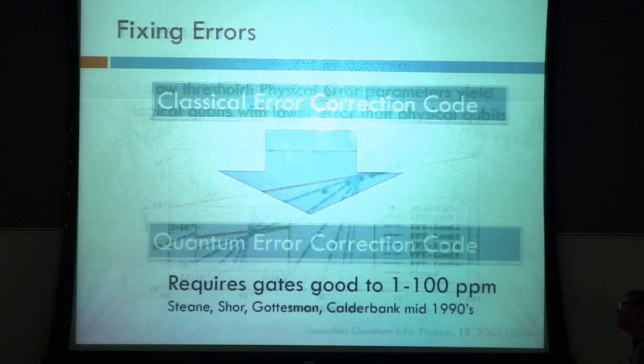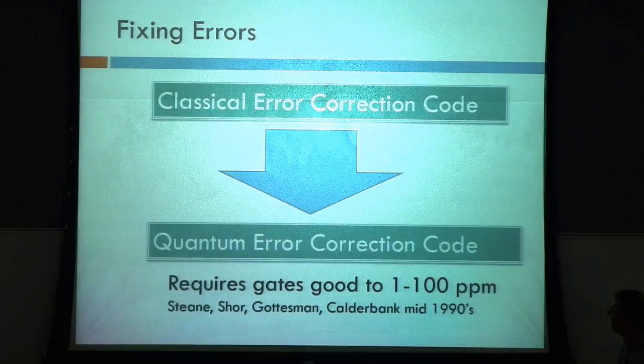All right, so in the early 90s, people took classical error correcting codes and made quantum error correcting codes. Then the problem was when they tried to figure out how good the gates had to be to meet this threshold, they had to be good to say a part per million to about 100 parts per million. I'm an optimist, so that seems possible to me, but it's kind of at the edge, right? If this was like a part per trillion, then maybe we'd say, okay, forget it. These codes aren't going to help.